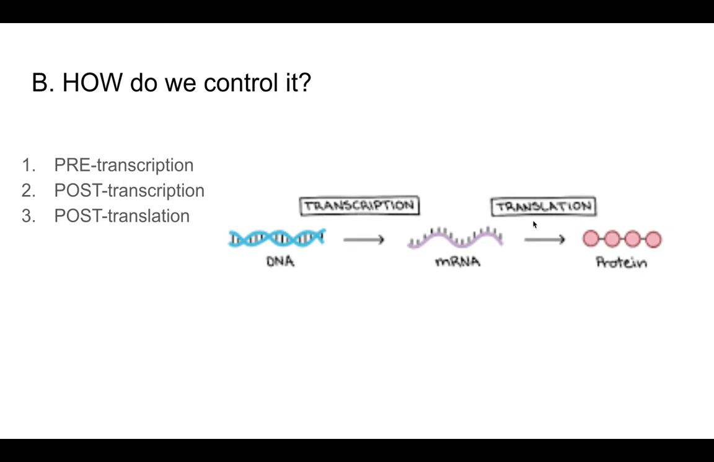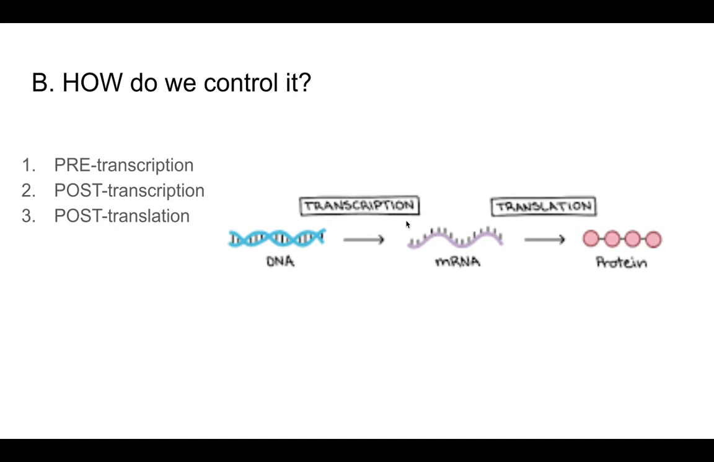That's called translation. So when we talk about how do we control this process, we're going to break it down into control mechanisms on the front end of transcription, pre-transcription, control mechanisms on the back end of transcription, post-transcription control, and then control mechanisms on the back end of translation, post-translation.